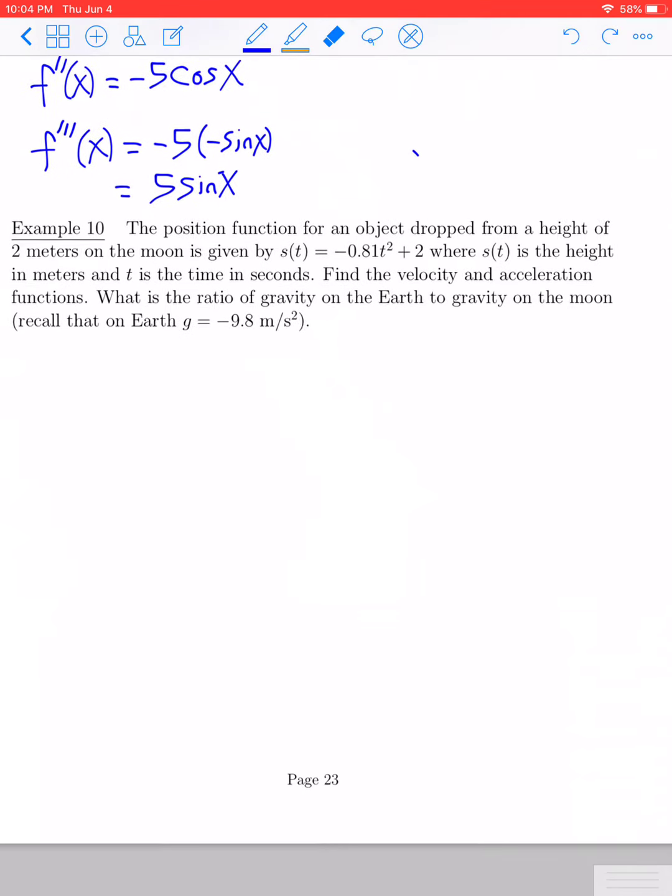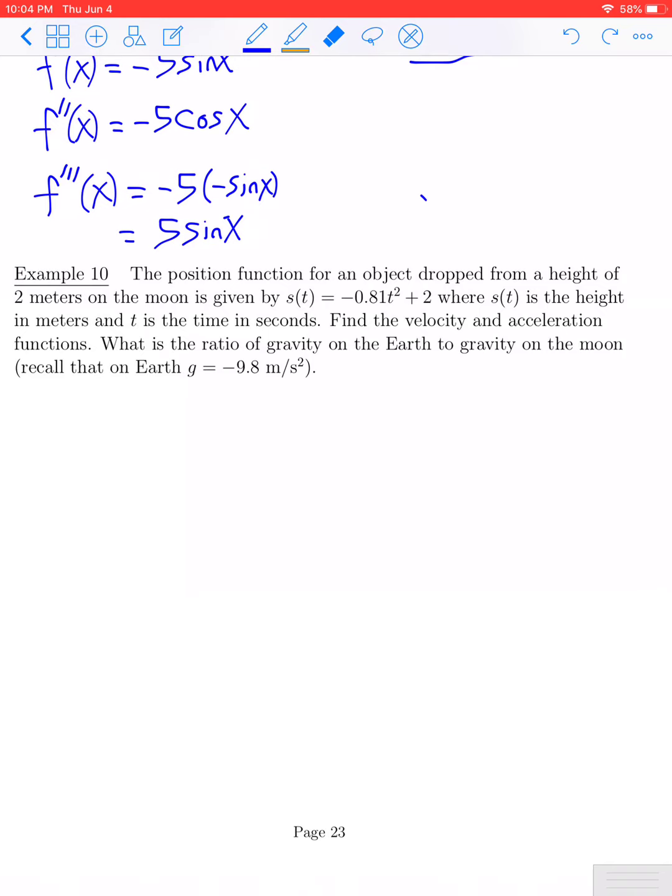Let's take a look at one last example. This is example 10. Suppose we have the position function for an object dropped from a height of 2 meters on the moon. This is given by s of t equals negative 0.81 t squared plus 2, where s of t is the height in meters and t is the time in seconds. Find the velocity and acceleration functions.